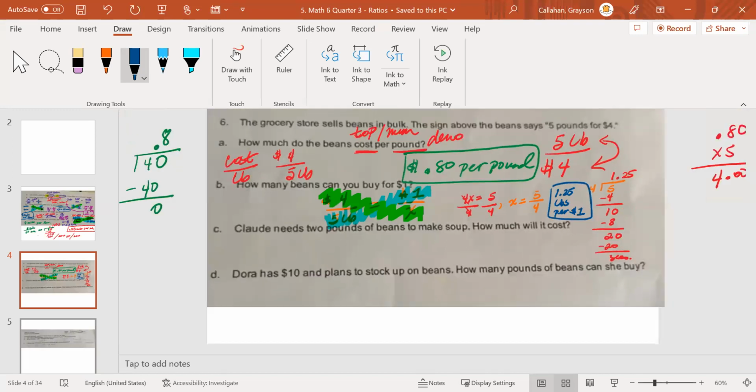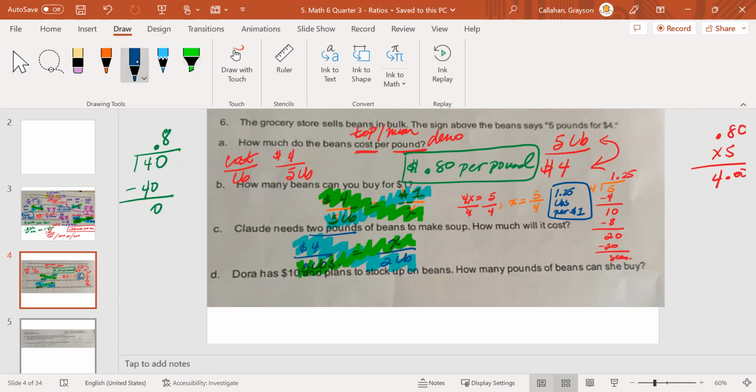Okay. Claude needs 2 pounds of beans to make soup. How much would it cost? So now instead of having 1, you have 2, right? So we're going to use the fraction. $4 is 5 pounds, right? That's your ratio. 2 pounds, I put the 2 right here on the bottom. X goes on top, right? Then we're going to cross multiply. So cross multiply there.